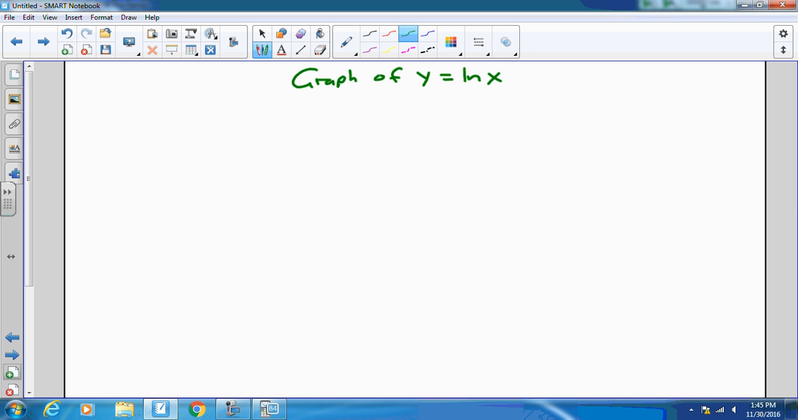To get the graph of natural log x, you need to know one thing, which is the graph of e to the x. Okay, we all know the graph of e to the x. In your notes, sketch the graph of e to the x. And on your graph of e to the x, make sure you put your three special points.